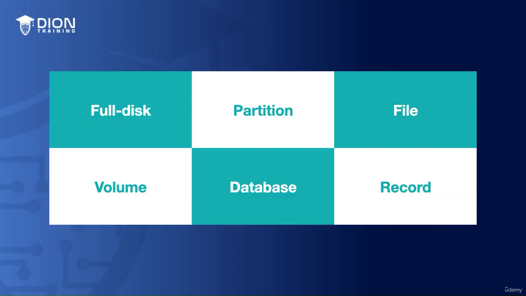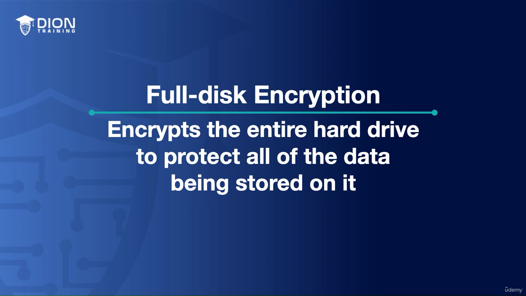Now, when it comes to data encryption, data can be encrypted at different levels, including full disk encryption, partition, file, volume, database, or record level encryption. Now, first, we have full disk encryption. Full disk encryption, as its name suggests, encrypts the entire hard disk drive or storage device to protect all the data being stored on it.